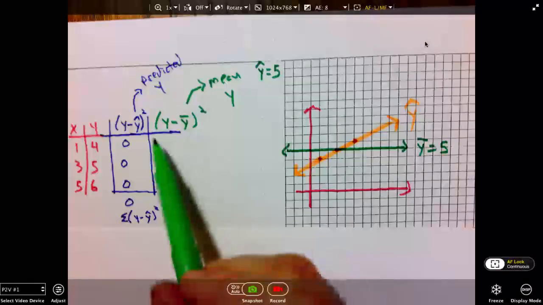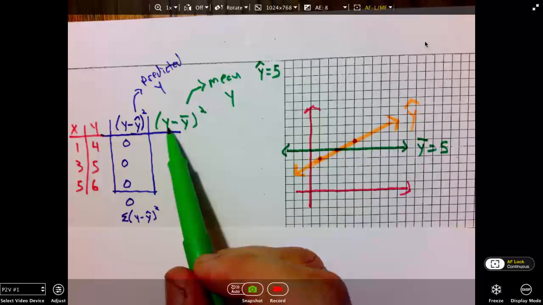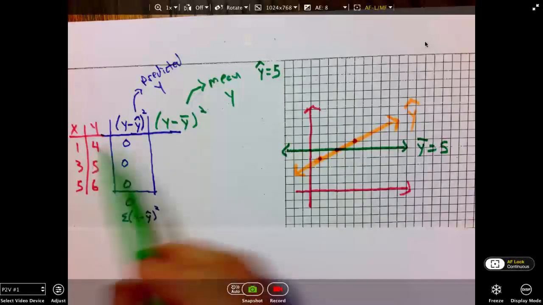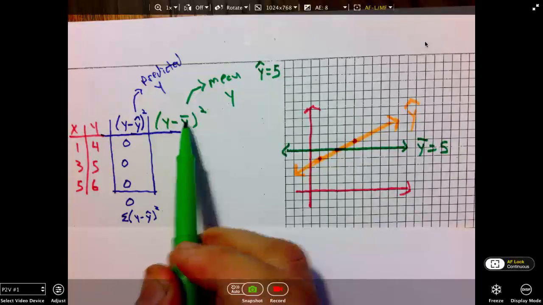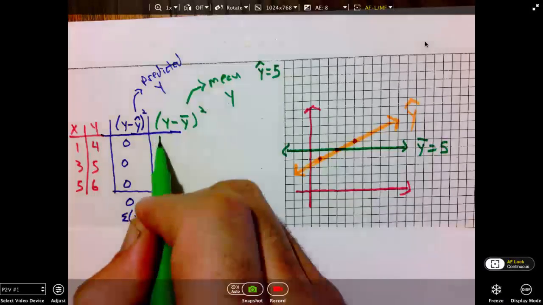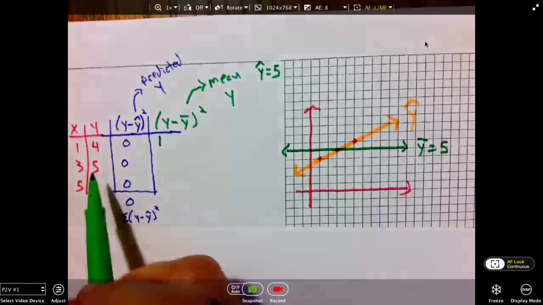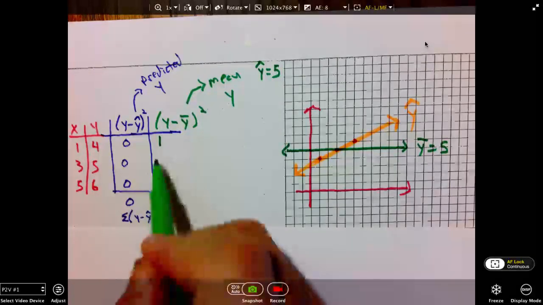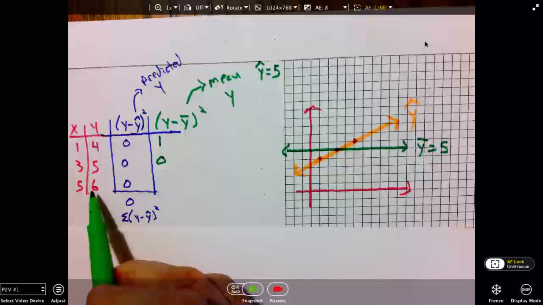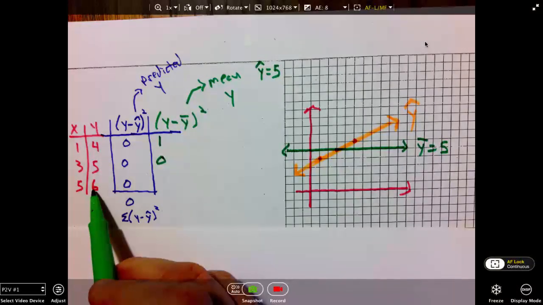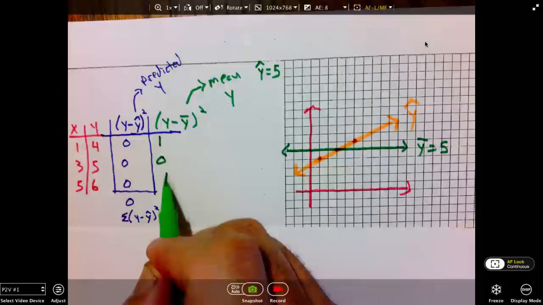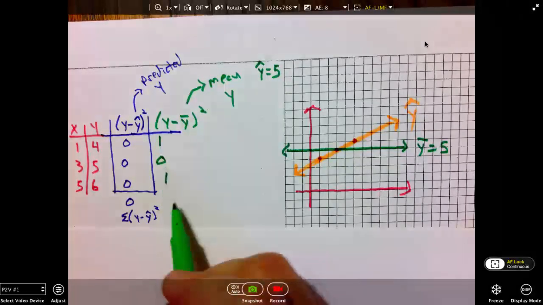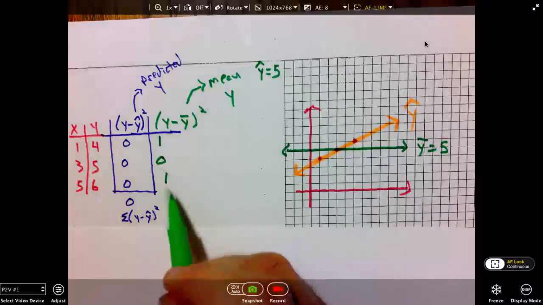Now let's look at each one of these, subtracting from the y and squared. Well, y 4 minus y bar 5, that's negative 1. Quantity squared, that's 1. Y 5 minus y bar 5, that's 0. Quantity squared is 0. Y 6 minus y bar 5 is 1. Quantity squared is 1. That's each one of these values. Now I want to find that sum. 1, 0, 1, that's 2.